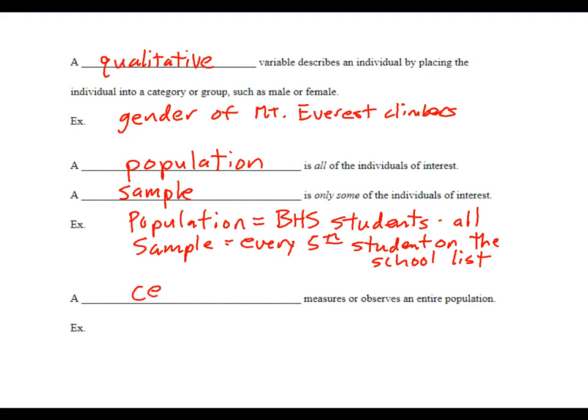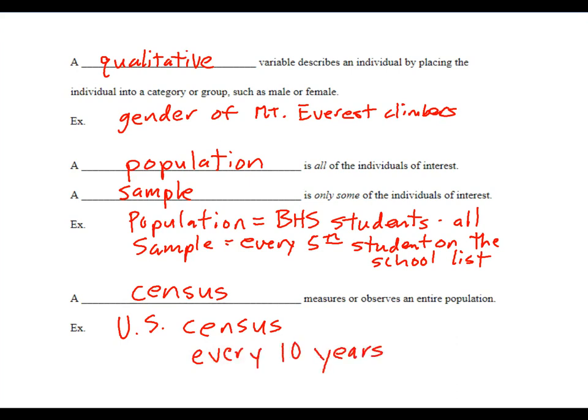Now, a census is another thing that can come up. A census measures or observes an entire population. We in the United States just got done with the 2020 census. You actually did it by mail if you did it. They do this every 10 years. Every 10 years, they try to update the statistics of the United States population. They get pretty close to everyone, but they never actually do get everyone. That's really, really tough to do.